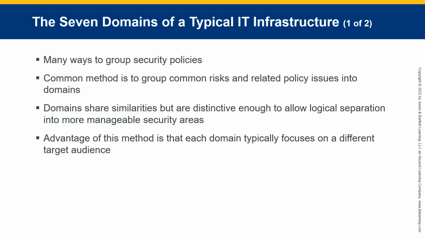The 7 domains of a typical information technology infrastructure, page 1. There are many ways to group security policies. A common method is to group common risk and related policy issues in 2 domains, and domains share similarities but are not distinctive enough to allow logical separation into more manageable security areas. The advantage of this method is that each domain typically focuses on a different target audience.